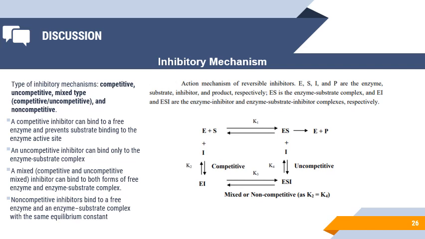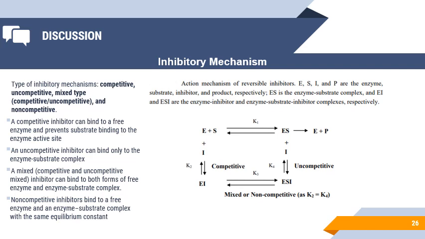A competitive inhibitor can bind to a free enzyme and prevent substrate binding to the enzyme active site. An uncompetitive inhibitor can bind only to the enzyme substrate complex. A mixed inhibitor can bind to both forms, free enzyme and enzyme substrate complex, and the non-competitive inhibitors bind to a free enzyme and enzyme substrate complex with the same equilibrium constant.